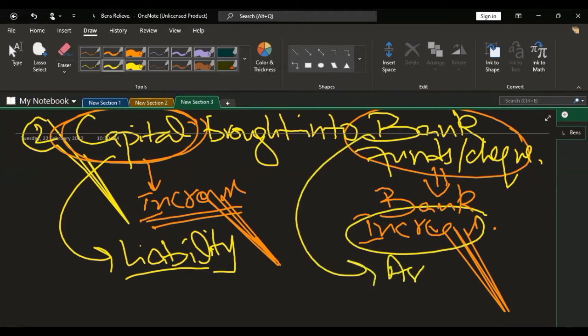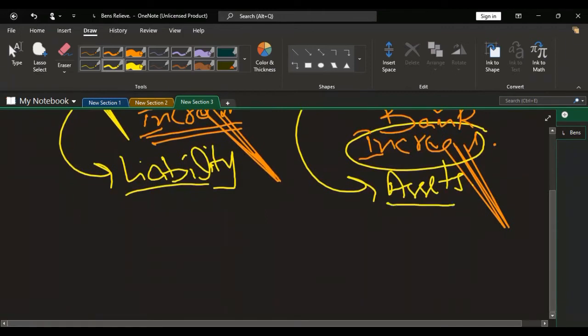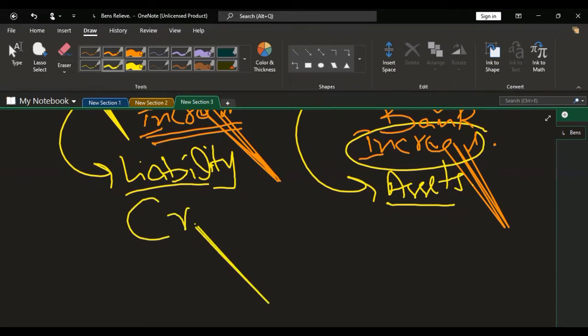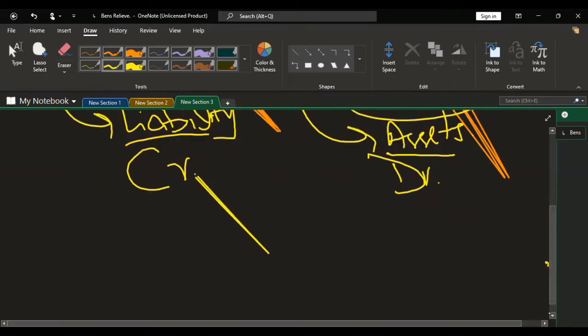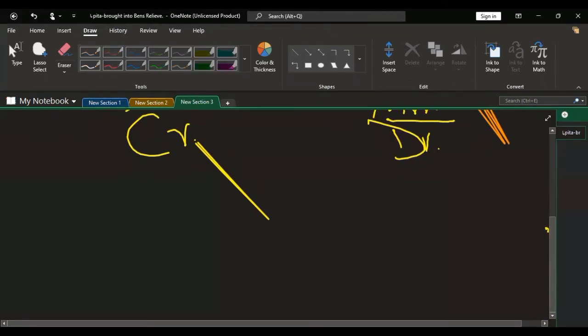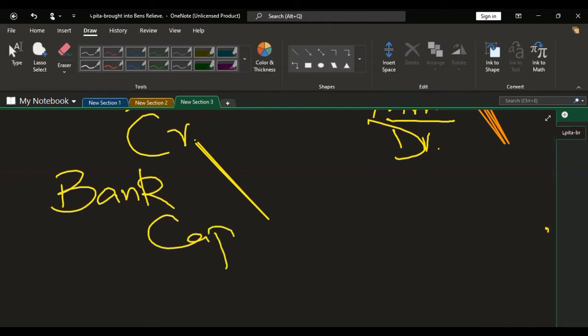Capital is a liability, as discussed in the previous class. This amount will need to be paid to the owner at the time of winding up of the business, or when he requests us to pay it. Bank is an asset. Assets are those items or funds, tangible or intangible, that benefit the business in future terms. So assets are increasing and liabilities are increasing. Increase in liability will be credited and increase in asset will be debited. So the journal entry whenever the owner brings money into the bank will be bank debit, capital credit.